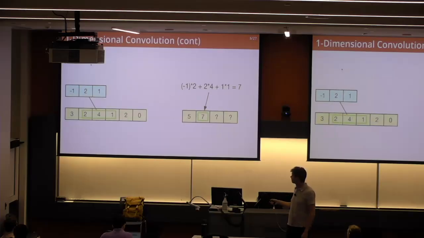And then you would slide it forward. And you would multiply these against these numbers. And then that would become 7 and so on. And this is how you could do filtering, pull out different frequencies for audio. That's one-dimensional convolution.